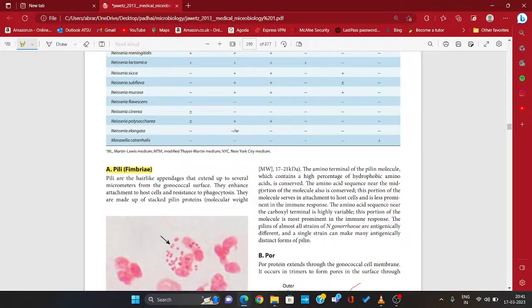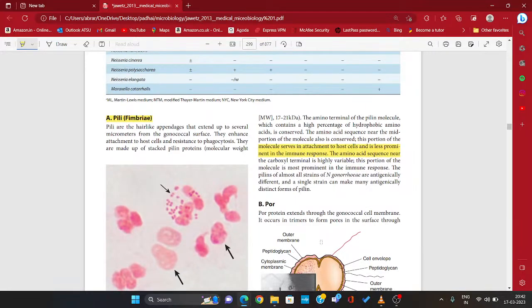Okay, this is important. This portion is less prominent in the immune response. The amino acid sequence near the carboxyl terminal is highly variable. This portion of the molecule is most prominent in the immune response. The pilins of almost all strains of Neisseria gonorrhoeae are antigenically different, and a single strain can make many antigenically distinct forms of pilin.